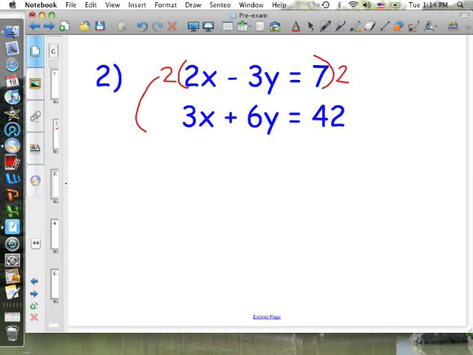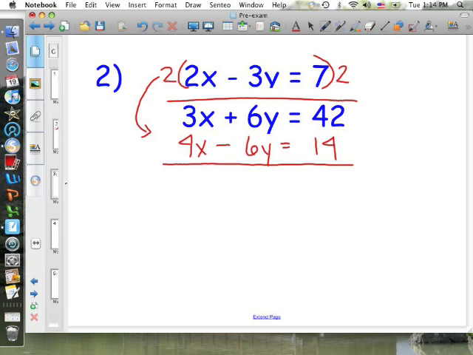This creates a new equation, which is 4x minus 6y is equal to 14. Combining the like terms of these two equations, you've got positive 3 and positive 4, which gives you positive 7x. 6 minus 6 is 0y. Here's your equal sign. And 14 and positive 42, they're both positive, is a positive 56. Solving this equation for x, we divide both sides by 7. So x was equal to 8, but you're only halfway there.